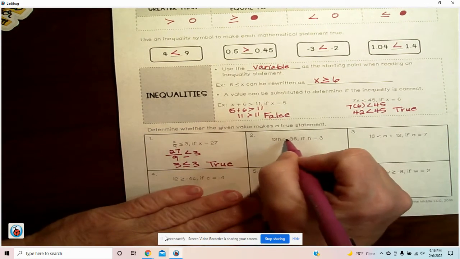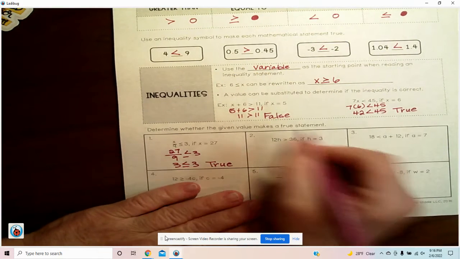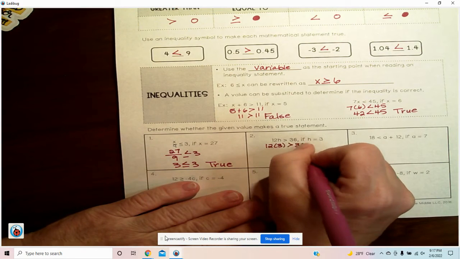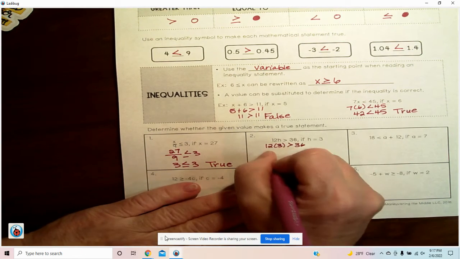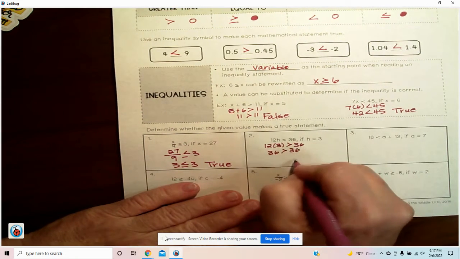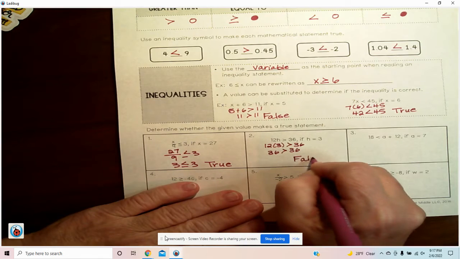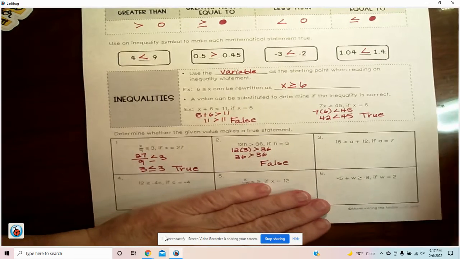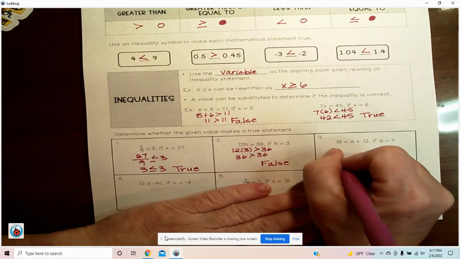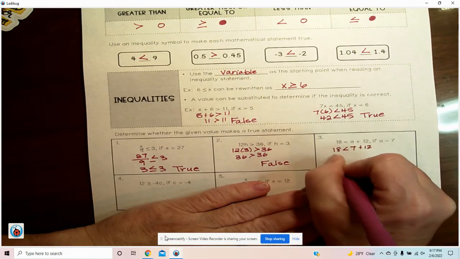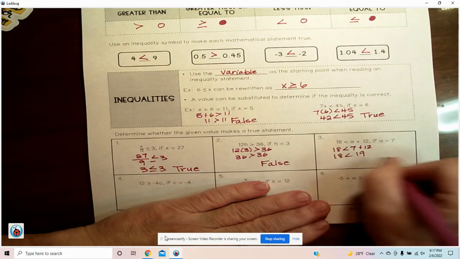12 times h is greater than 36 if h equals 3. So we've got 12, put 3 where the h is, greater than 36. 12 times 3 is 36. Is 36 greater than 36? No. So that statement is false. 18 is less than a plus 12 if a equals 7. So we've got 18 is less than, a is 7, so 7 plus 12. 18 is less than 19. That statement is true.